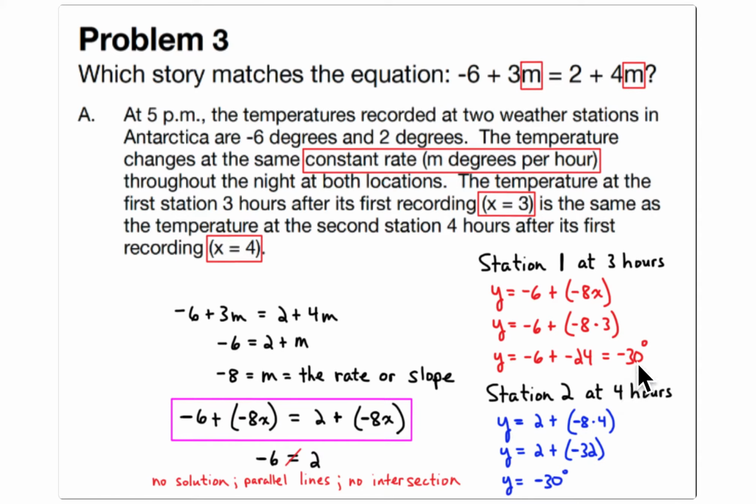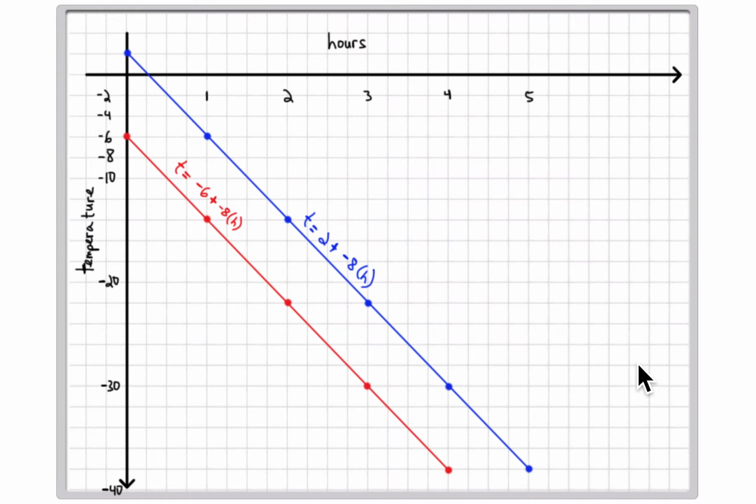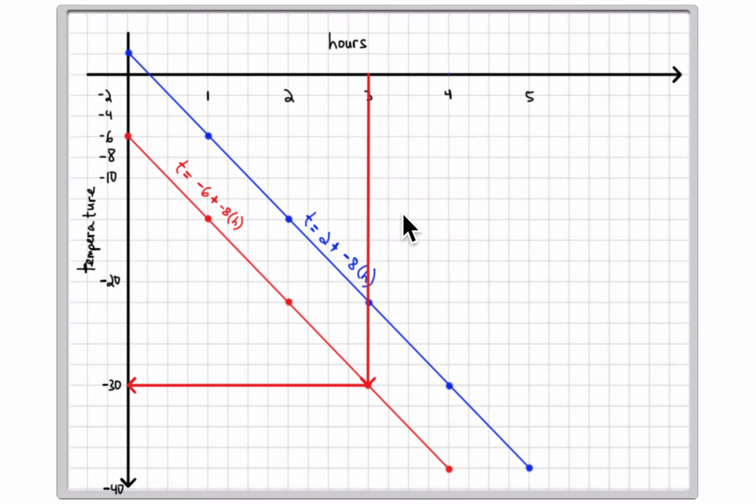So again, this is getting pretty complicated. But a graph of them, so now I can graph each of those lines separately. This is 2 plus -8 times h, the number of hours, or -6 plus -8 times h, the number of hours. So this is the graph for station number 1 right here, and the graph for station number 2 is right here. So at 3 hours, station number 1 is at -30 degrees. And so when is station number 2 at that same -30 degrees? Well, station number 2 has to go another hour.